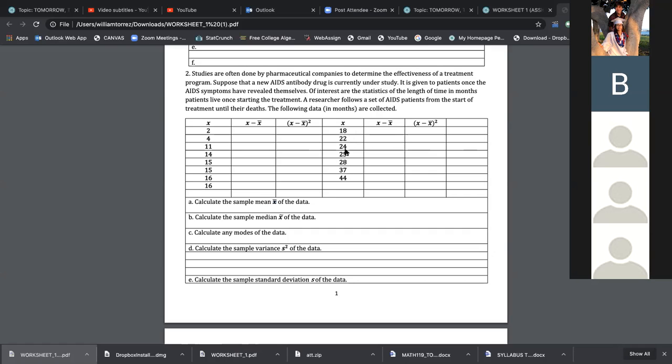15. Yes. Is it 15? Okay. 8 here and 7 over here. So our sample size is 15. It's a fairly small sample, isn't it?